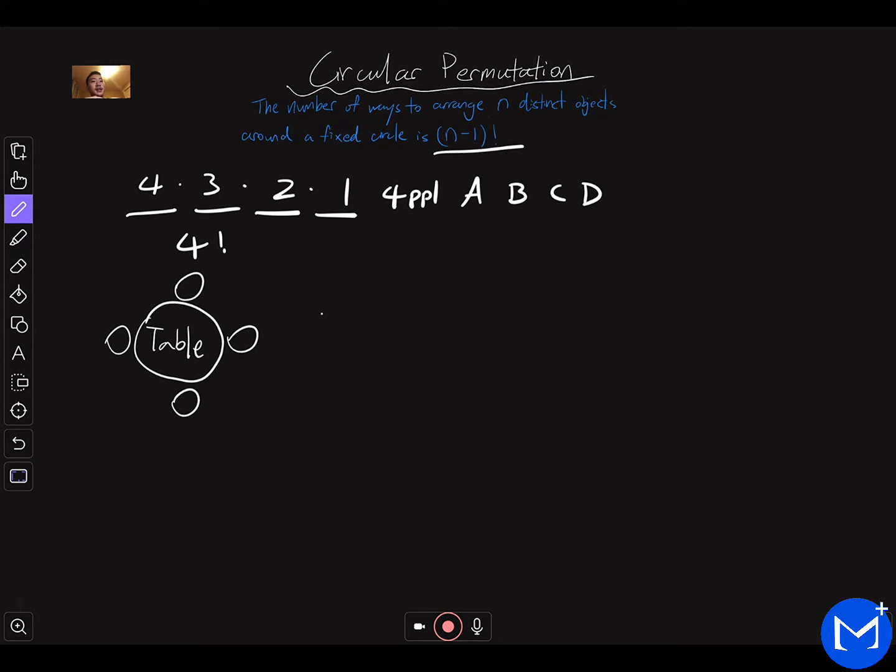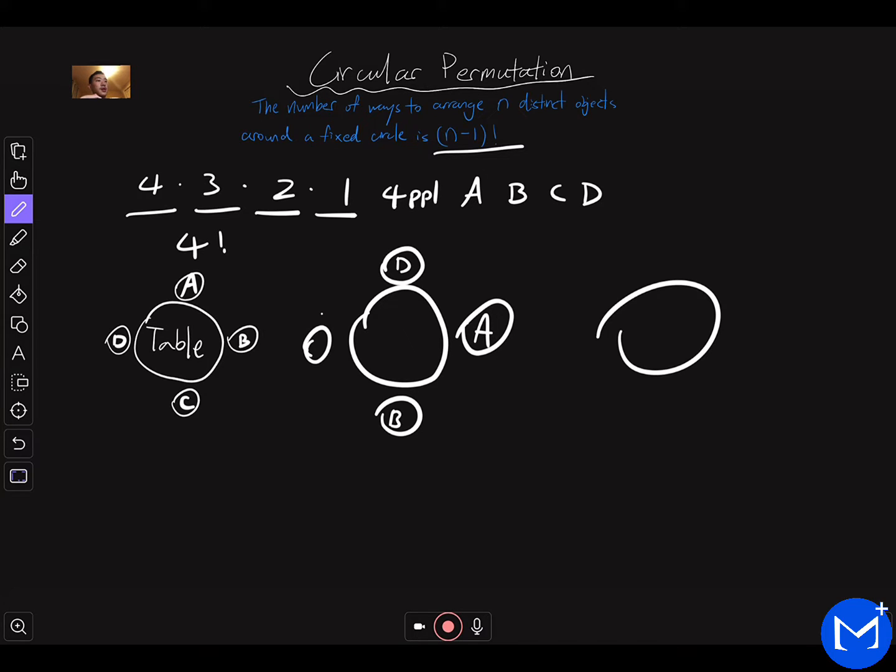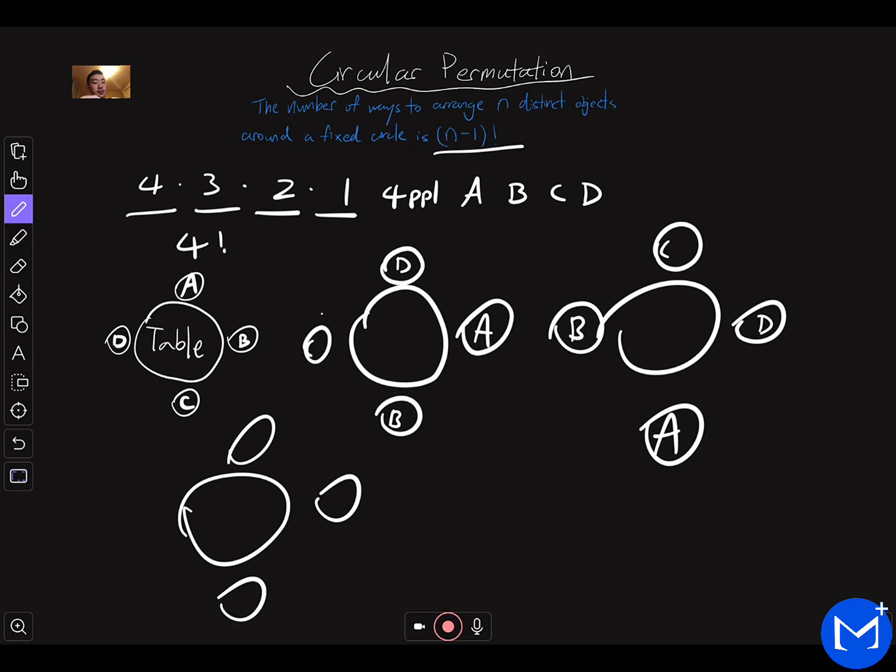Let's say A is the first person to choose his spot, and he chooses here. And B chooses here after, C chooses here, and D chooses here. And then we'll have another case. A sits here, B sits here, C sits here, and D sits here. And then another case, A sits here, B sits here, C sits here, and D sits here. And then another case. A sits here, B sits here, C sits here, and D sits here. Looking at those 4 cases, what do you notice?